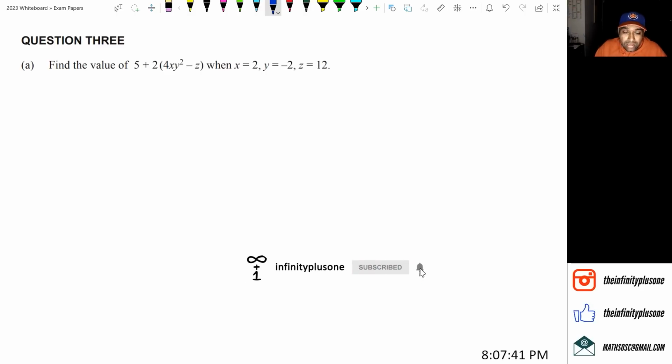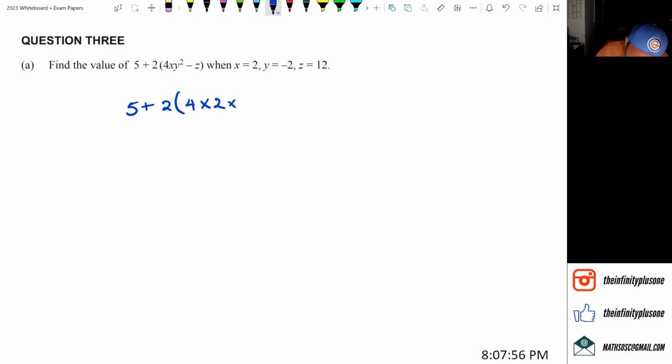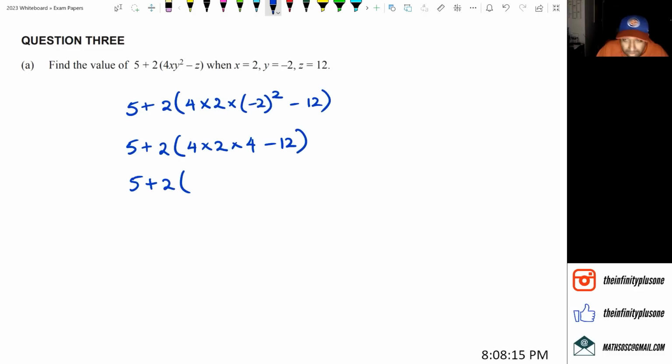Okay, so with question 3A, it's a nice little Achieved question, I think. All you're doing really is substituting the values. So you've got 5 plus 2, 4 times x, which happens to be 2, times y, which is negative 2 squared, minus z, which happens to be 12. So the first thing we want to do is that minus 2 squared. So we've got 5 plus 2, 4 times 2 times minus 2 squared is 4, and minus 12. And kind of working through BEDMAS here.